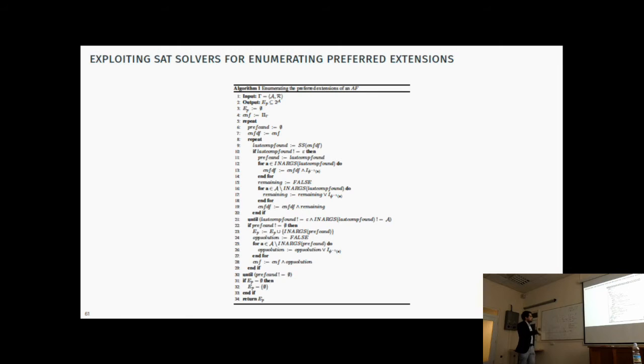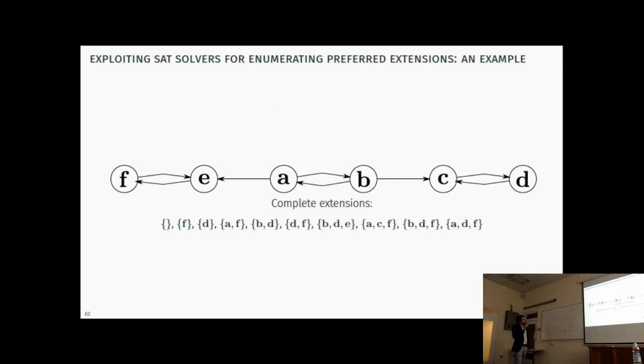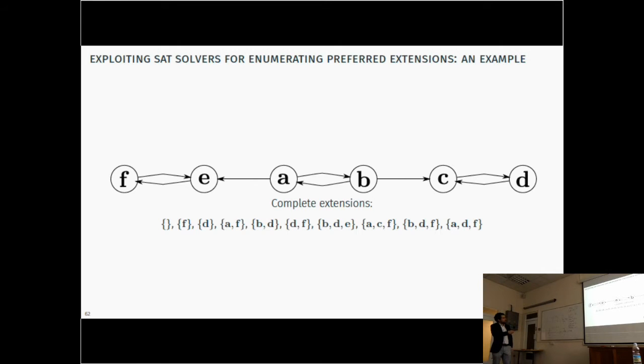The pseudocode is boring. Let's go with an example. So this is an argumentation framework where you have this cycle here, F attacks E and vice versa. A attacks A, and A and B attack each other, B attacks C, C and D attack each other. And we know that those are the complete extensions. I just give it to you.